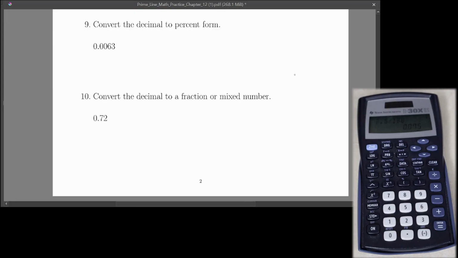Converting the decimal to percent form. So we're at our hundredths here. That would be out of 100. That would be 0.63 if we moved our decimal place over. Or roughly we can move it twice there, and we get 0.63%.